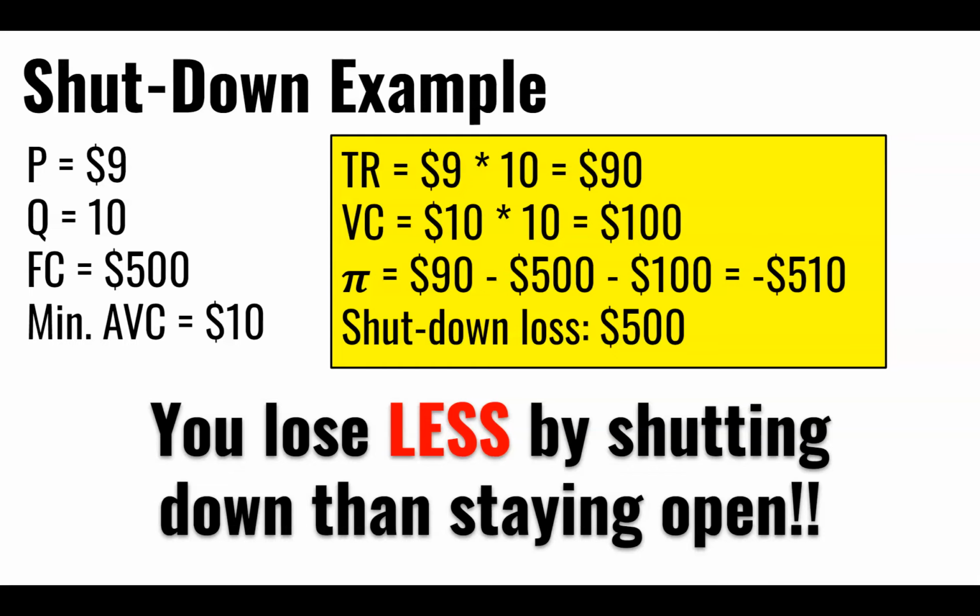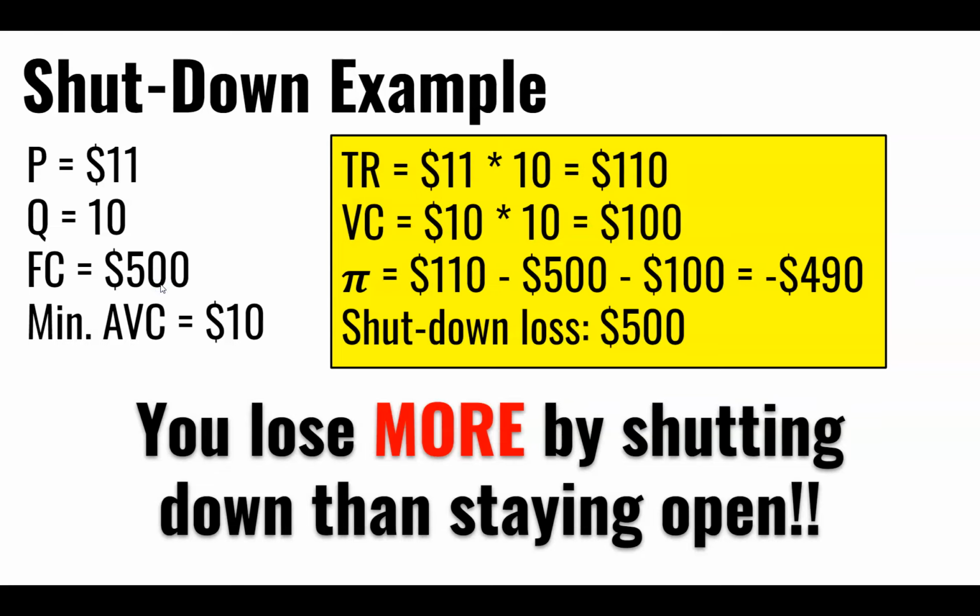This is a situation where I should shut down because if I shut down, I lose $500. I lose my fixed costs. If I operate, I lose $510. And so if I'm going to maximize my profit, that means having the biggest positive profit possible, but also the smallest loss possible. I'd rather lose 500 than 510. I'd rather not lose anything, but if I'm going to lose money, I'd rather lose 500 than $510. So in this case, it is best for us to shut down.